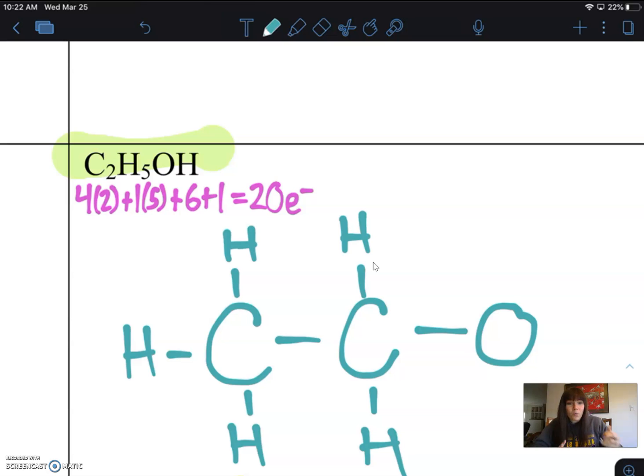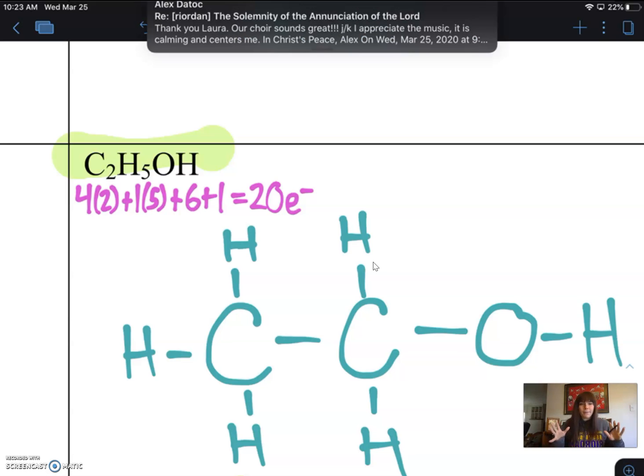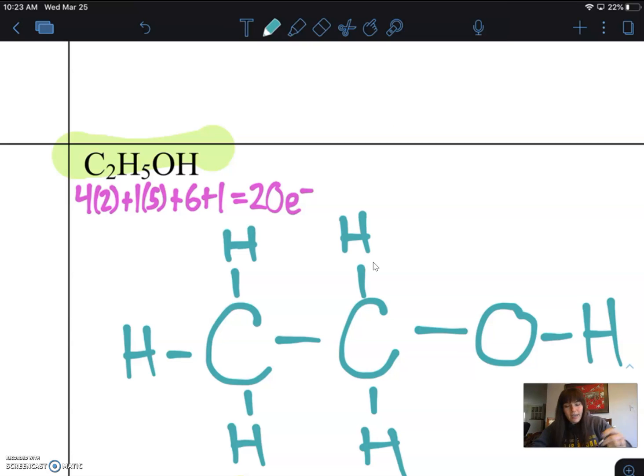And then we see that our carbons are totally set up. Our hydrogens are totally set up. But our oxygen here really wants another bond. We have done that Lewis dot diagram of a bunch. We know it needs 2 bonds, and that's where that hydrogen comes in. Perfect. So now we've got everyone set up with bonds.